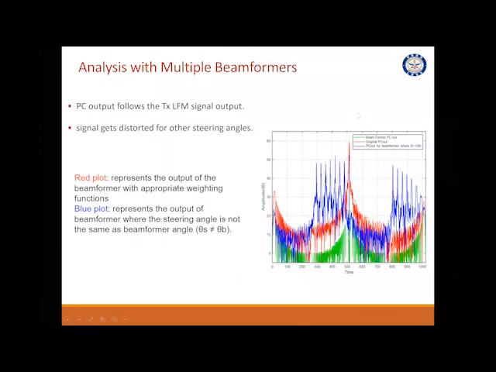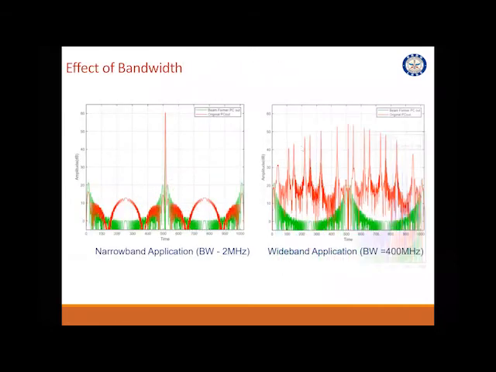Another thing is we also tested the output with multi-beamformer output. If I'm forming a 60-degree angle, wherever the steering angle matches our beamformer weights, there you will get a peak. All other places you will get something different. And this is the effect of bandwidth. The moment you see this, you will be wondering how it is working.